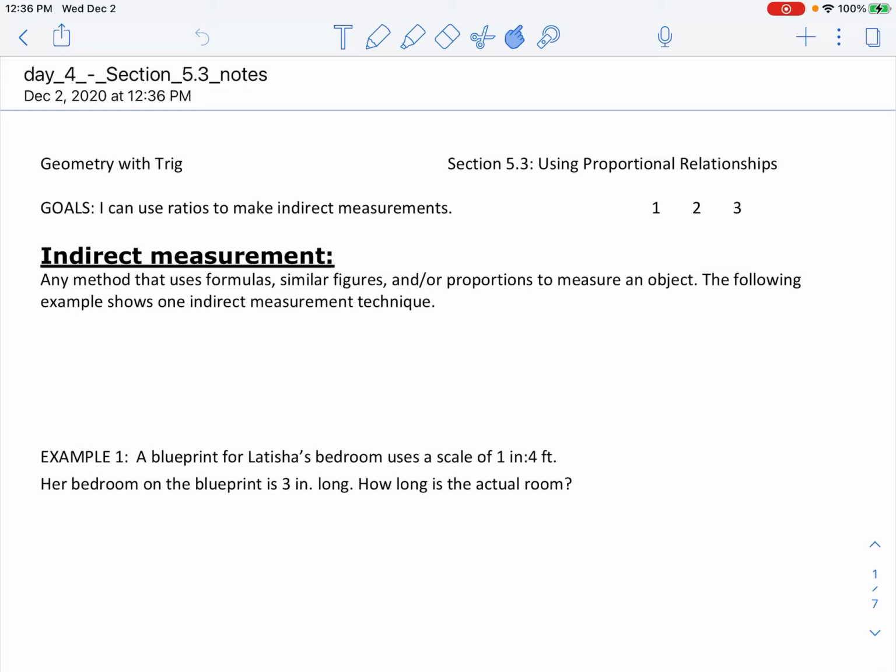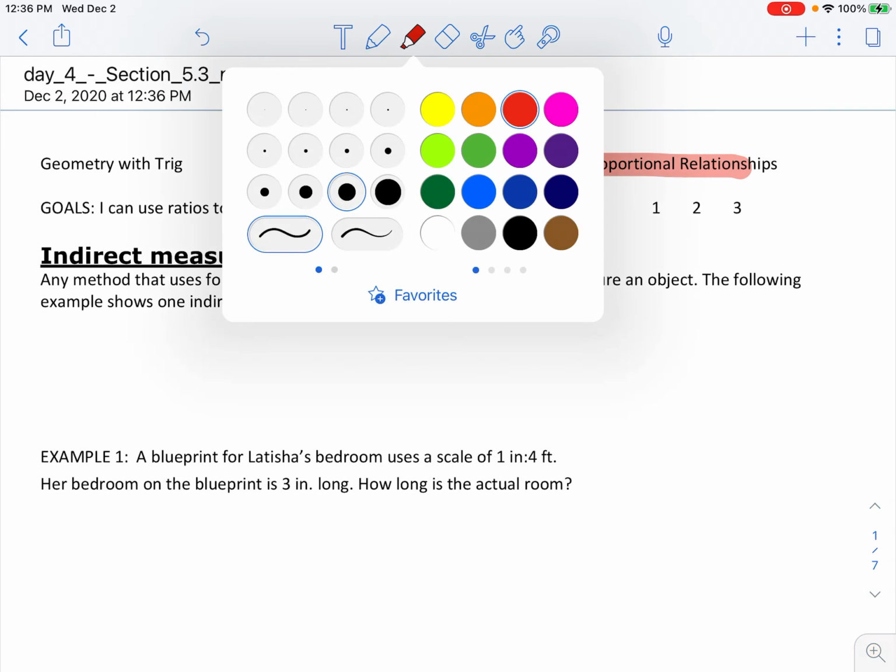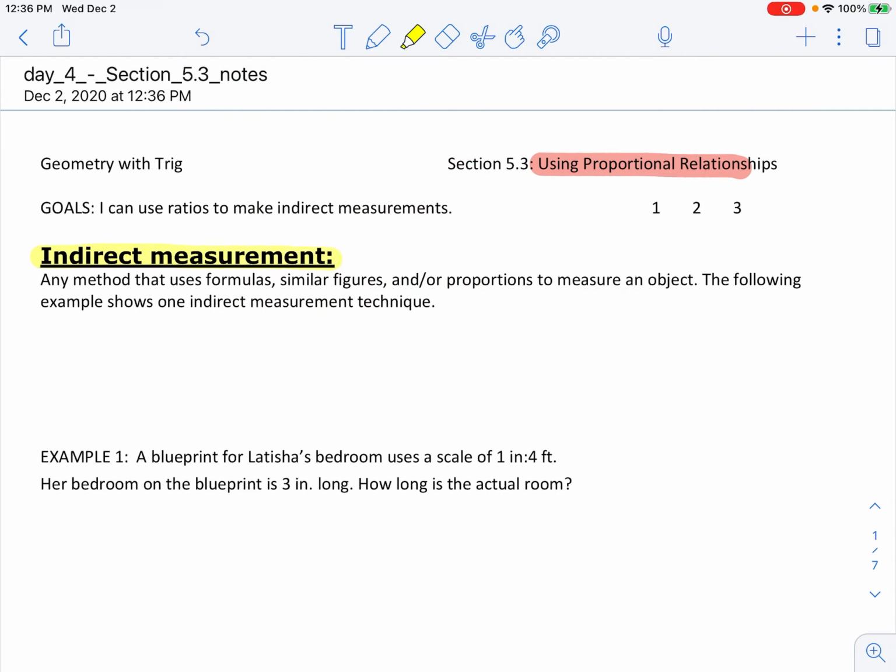Okay, today let's go ahead and get into section 5.3. All right, so 5.3, we're going to continue using proportions to solve. Remember, we're setting up two fractions and cross multiplying to solve it. Now, let's look at the first thing, indirect measurement.